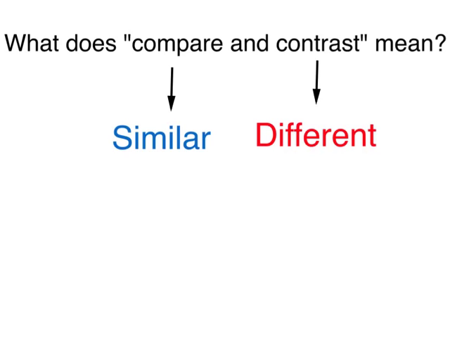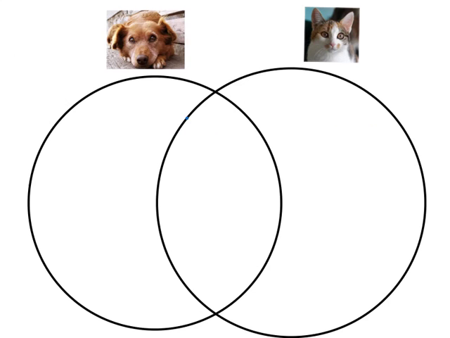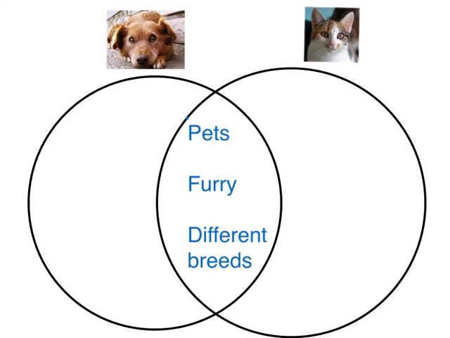Anytime you want to look at how two things are the same or how they are different, you are comparing and contrasting. For example, let's compare and contrast dogs and cats. These two circles are called a Venn diagram. Similarities go where the two circles cross. So what do dogs and cats have in common? Well, they are both pets, they're both furry, and they both come in different breeds.